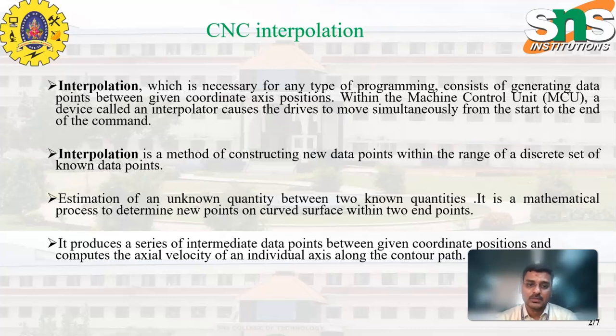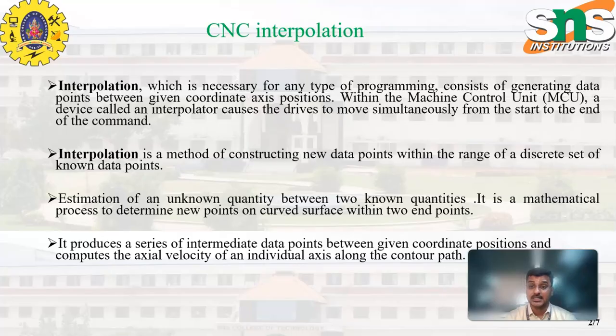Interpolation, CNC interpolation, which is necessary for any type of programming, consists of generating data points between given coordinate axis positions. Within the machine control unit, a device called the interpolator causes the drives to move simultaneously from start to the end command. Interpolation is where the MCU goes from the first point to the end point to find out the axis and to set up the tools. This is about CNC interpolation.